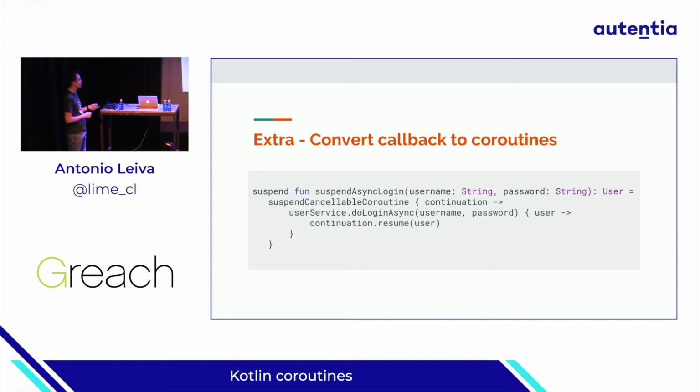This will still do the loginAsync with the username and the password, and when it finishes, in the callback we would get the user, and we just need to call continuation.resume with the final value. With that, we now can use this suspend asyncLogin inside the coroutines in a sequential way, the same way we have been using the other functions.